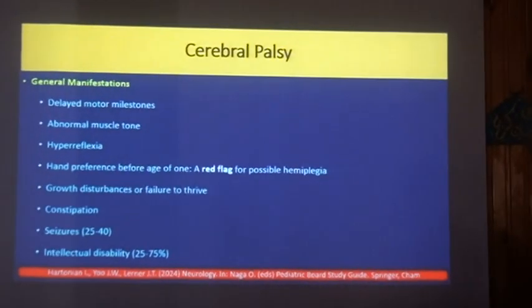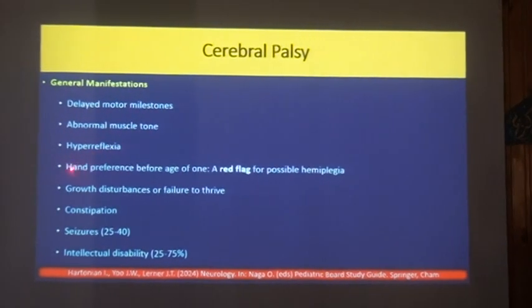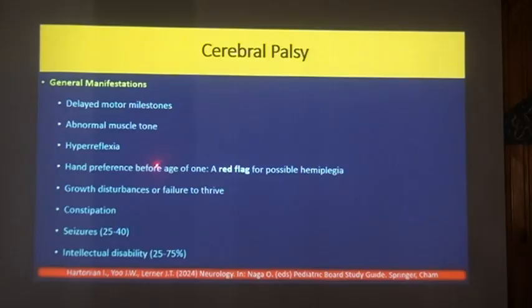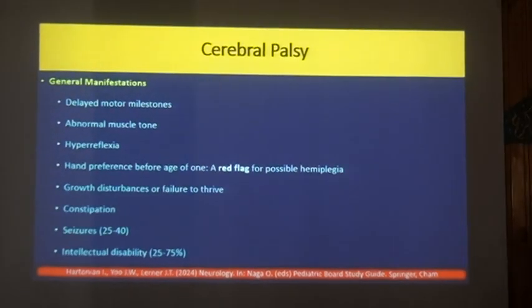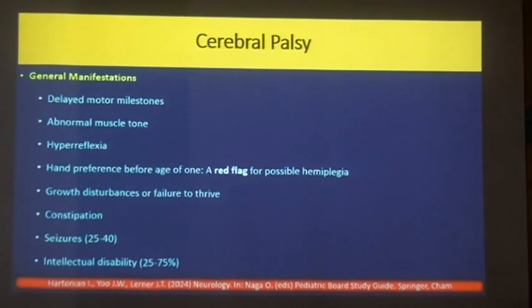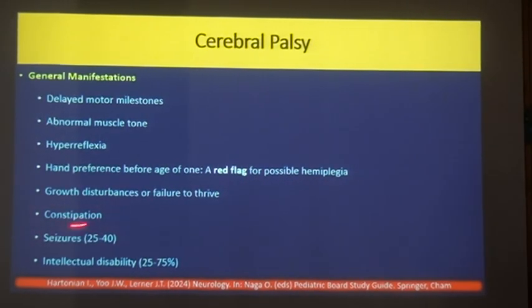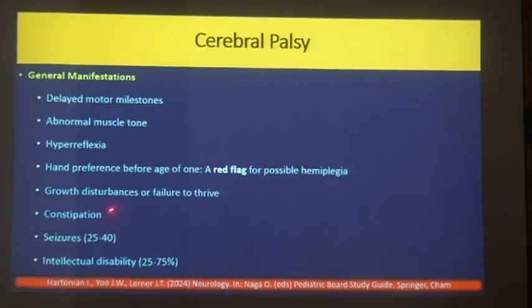So the general manifestations of cerebral palsy are delayed milestones, abnormal muscle tone, and hyperreflexia. This is the most important. Hand preference before the age of 1 is also a red flag. Usually there should be no hand preference, right or left, before 1 year of age. It is a red flag for possible hemiplegia. Also growth disturbance, constipation, which is very common in kids with cerebral palsy, seizures, and intellectual disability.